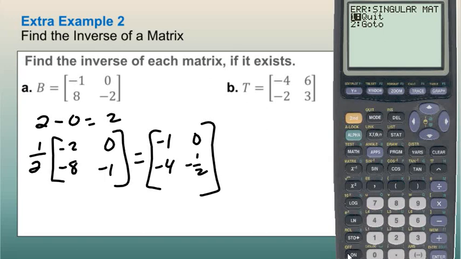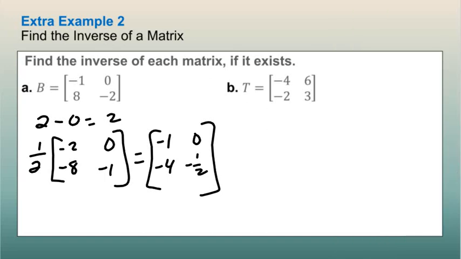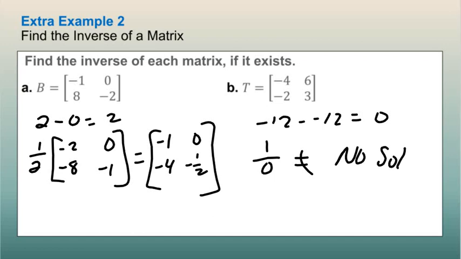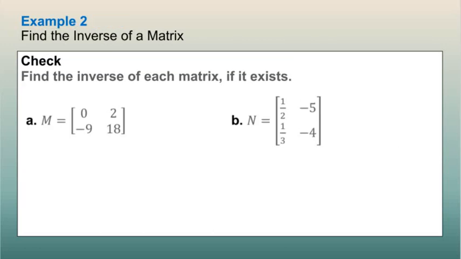Now let's go through it step by step to see why we get an error message here. If I go down to find the discriminant, this gives me negative 12 minus a negative 12. This gives me a discriminant of 0. And remember, you have to find the reciprocal of the discriminant, which will be 1 over 0. You cannot find 1 over 0, so this is no solution. Or not no solution, but no inverse. That's why we have an error message on our calculator.